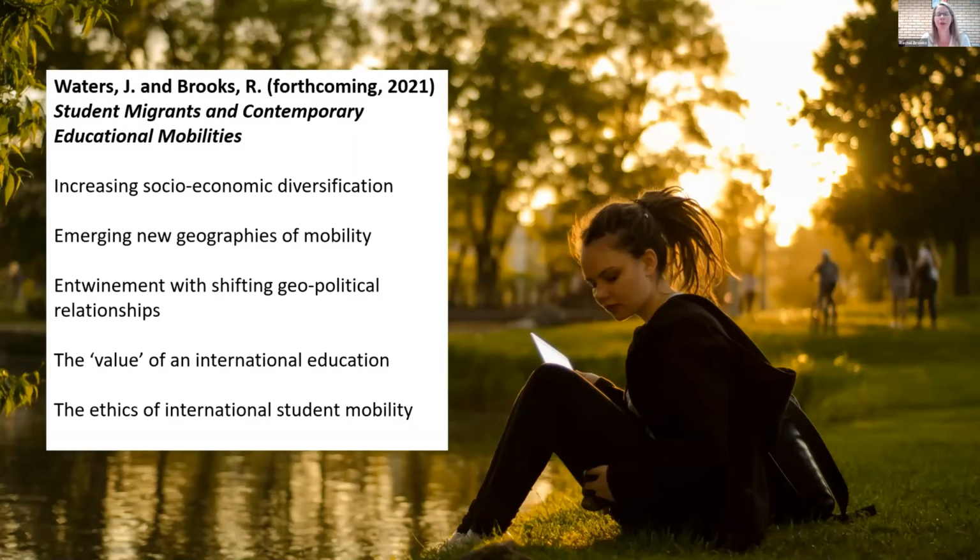The second thing we talk about in the book is new geographies of mobility. Traditionally people have talked about flows from the global south to the global north, from the east to the west. But in the book, we argue that this has changed quite profoundly with the rise of China and other nations in East Asia becoming really important destination countries for students, not just sending nations. And again, we argue that perhaps this is being reinforced through the pandemic.